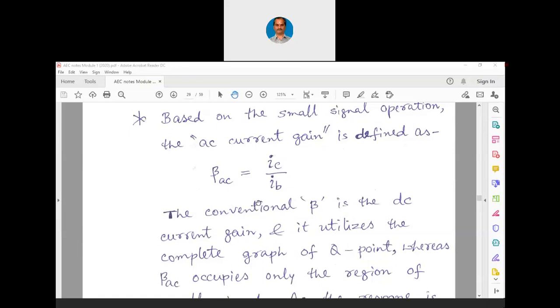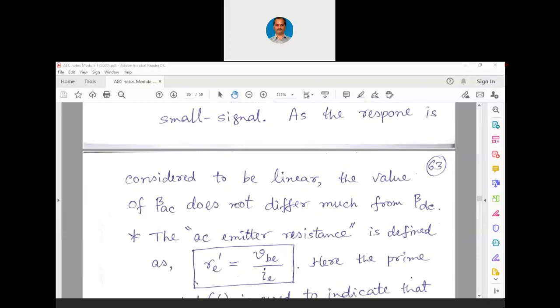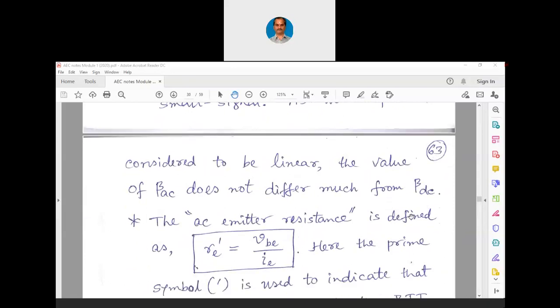Otherwise, we are going to use the same beta even for AC analysis because it does not make much of a difference. The conventional beta is the DC current gain and it utilizes the complete graph of the Q point, whereas beta AC occupies only the region of small signal. As the response is considered to be linear, the value of beta AC does not differ much from beta DC, because it's a small signal operation across the Q point, we can consider it linear. It is a near approximation.